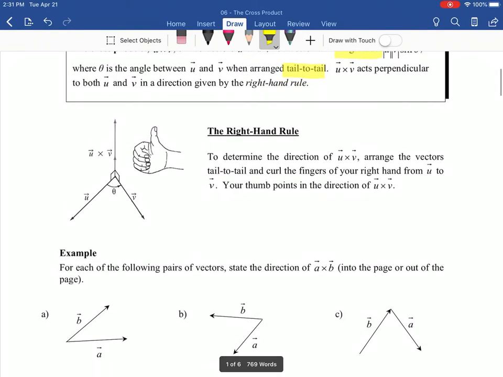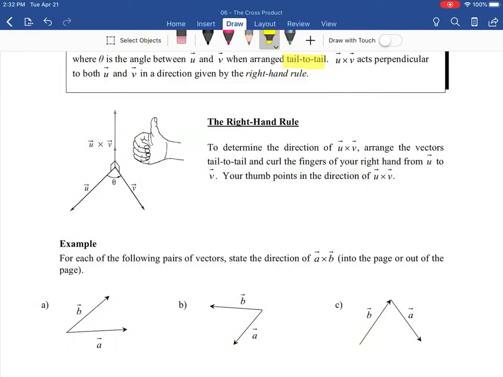U cross v acts perpendicular to both u and v in a direction given by the right-hand rule. Now, I'll try and explain it here, but I've posted another video about the right-hand rule so you can try and see it as well, because sometimes the explanation I'm going to give here is something you really have to see, and I've posted another nice video there to show this. The way to understand the direction that the cross product acts is it always acts perpendicular to u and v. So when you're doing the cross product with two vectors, u and v, your cross product will always be perpendicular.